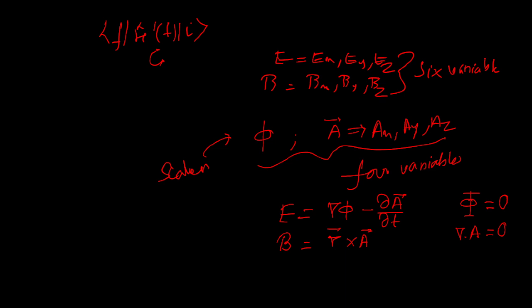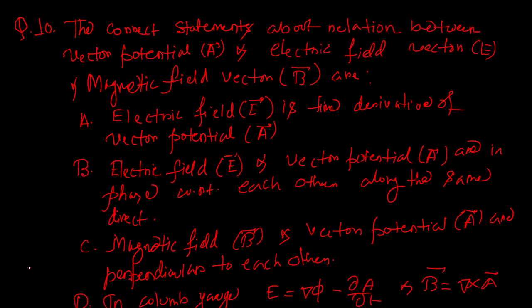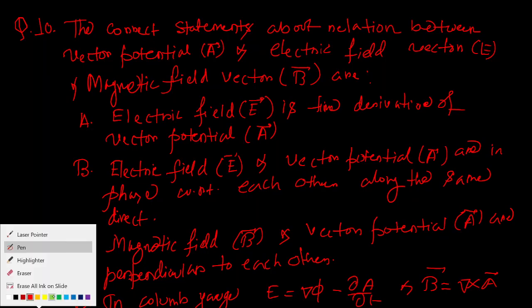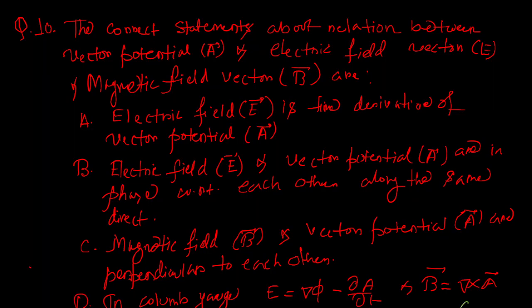Okay, so now this will be minus del A by del t under Coulomb gauge fixation, and this is something like this. So your option 4, for now we can say this is an incorrect option. It should be 0.